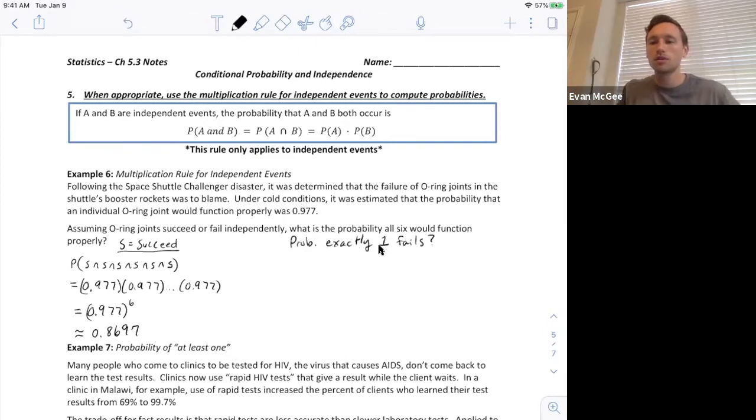So the thing to think about with this problem is that exactly one could fail in a number of different ways. It could be the first one to fail, or it could be the second one, or the third, or the fourth, or the fifth. So it's going to be the probability of the first one failing, or the probability of the second, or the probability of the third, or all the way until the sixth. So I'm going to have to add all of those probabilities together to find if exactly one fails.